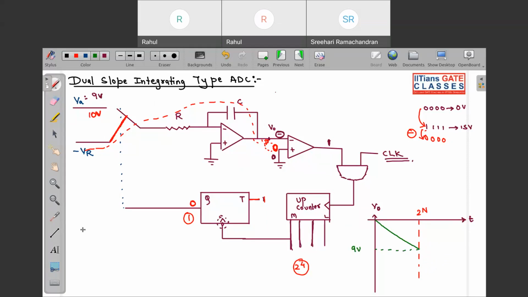Even if this was 10 volt, this capacitor would have charged more. So this would have been 10 volt. Why? Because the charging time is fixed. You can see the charging time is 2 to the power n clock cycles. So for a higher or lower value of VA, suppose 8 volt was applied, 8 volt will come over here. As the charging time is fixed, the amount of charge the capacitor gets will be less when it is 8 volt. When it is 9 volt, it will be a little bit more. When it is 10 volt, it will be a little bit more compared to that.